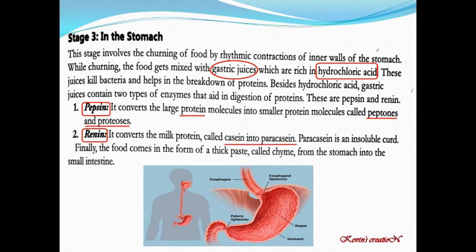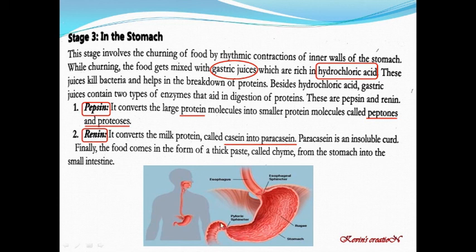Paracasein is an insoluble curd. Finally, the food comes in the form of a thick paste, and here we call it chyme, from the stomach into the small intestine. So here you can see this is the esophagus, the food pipe. The food has come here, stays here for 2 to 3 hours, and gastric juices are added to this, and protein is converted into peptones and proteoses, and casein is converted into paracasein by the help of pepsin and renin.